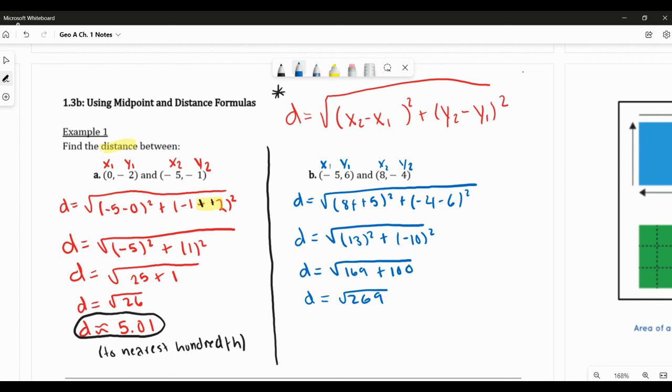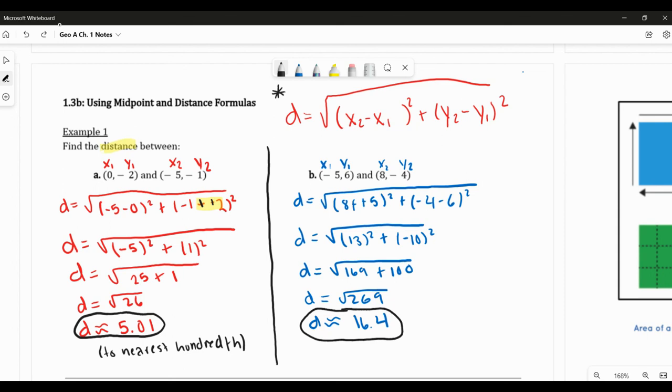And if I enter that into my calculator, the square root of 269 is approximately 16.4. And it's technically 16.401, but again, if I were to round that to the nearest hundredth, I would keep that 0 the same, so it's actually just 16.40 rounded to the nearest hundredth. And we would be done.